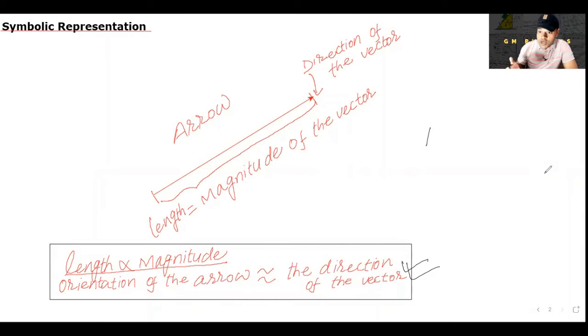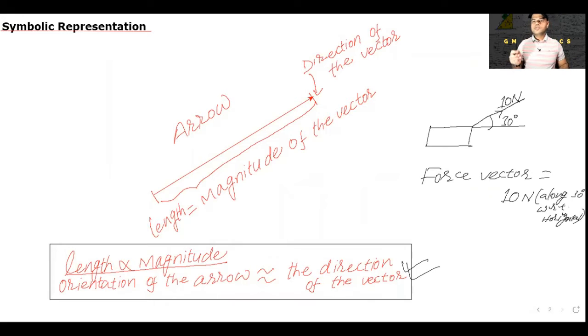Now, how do we denote a vector? We use a shorthand method of denoting that vector. What we do, we choose a letter, in most cases the first letter of that given vector quantity. For example, here it's force vector. So I choose F, whether a small letter or capital letter, and put an arrow at its top. This will represent my force vector. You can say a symbolic representation, or this is the way how we denote the vector.